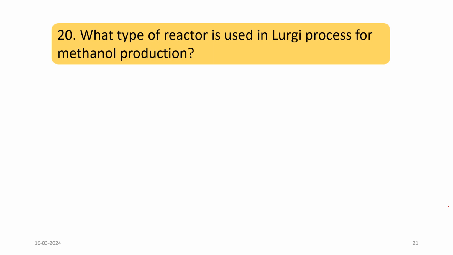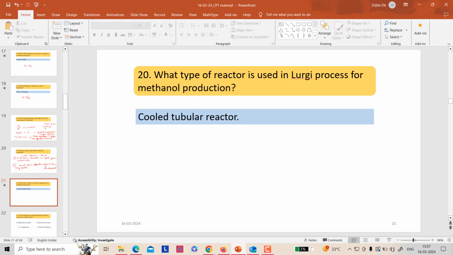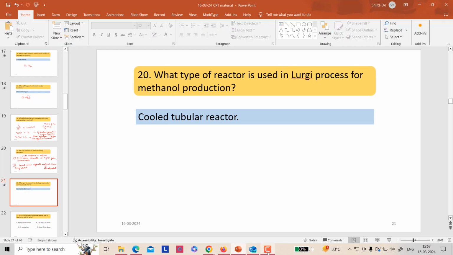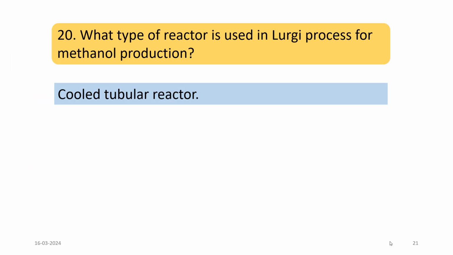Next question, what type of reactor is used in the Lurgi process for methanol production? So the answer is cooled tubular reactor. Okay, a cooled multi-tubular reactor is used in the Lurgi process of methanol production. The rest of the Lurgi process is totally similar to the ICI process of methanol production. Only the difference is the reactor.